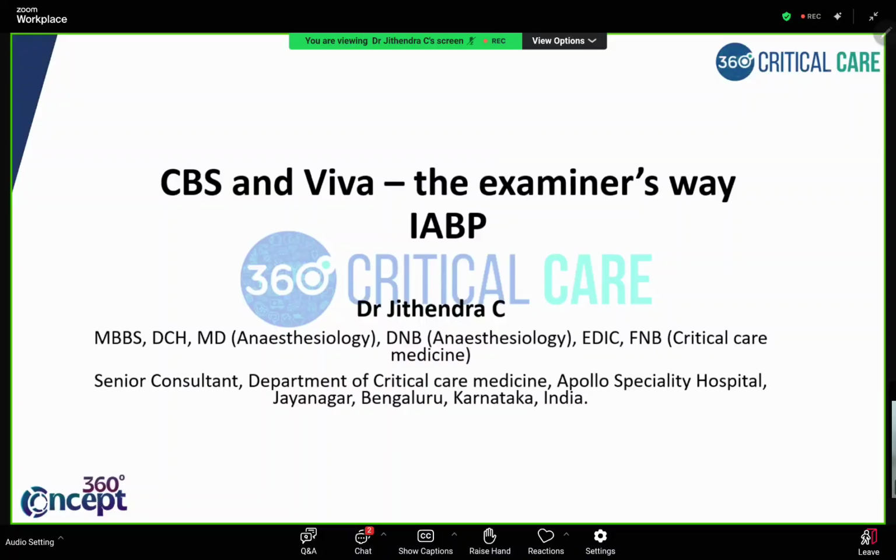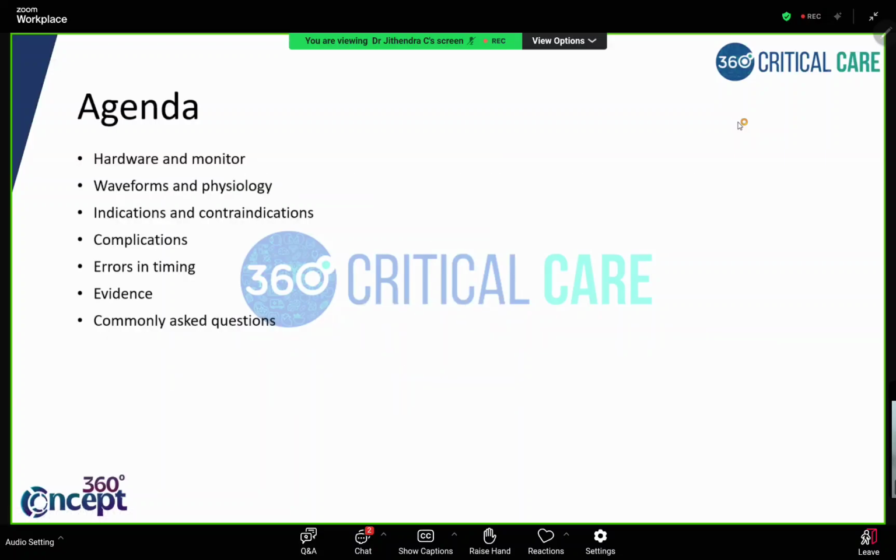Right. So another topic in CBS is IABP. Though it has been downgraded, it is still one of the most common mechanical circulatory devices which is used in multiple places. It is the commonest one, whatever be the level of evidence and recommendation. So today we'll be discussing, and this will be our agenda. We'll discuss the hardware and the monitor.